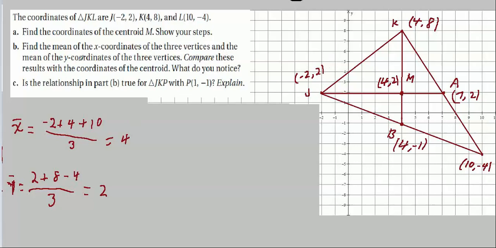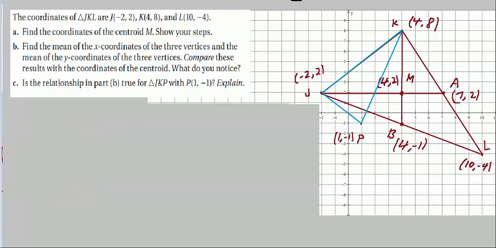What about this last part here? Now that we've found that for at least one triangle, the x-coordinate of the centroid turns out to be the average of all the x-coordinates of the vertices, and the y-coordinate of the centroid turns out to be the average of all the y-coordinates of the vertices. Well, that's true for one triangle. Now they ask us to try it with a different triangle and see if we get the same thing.